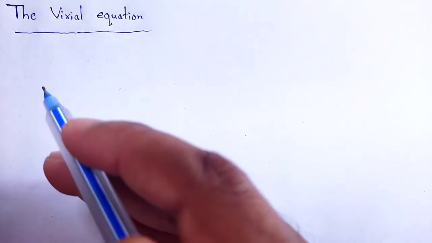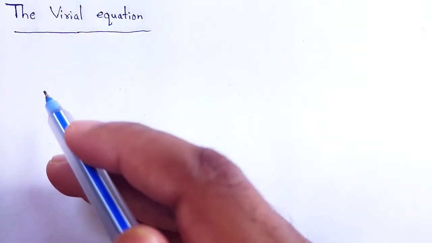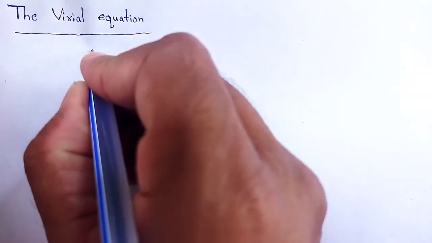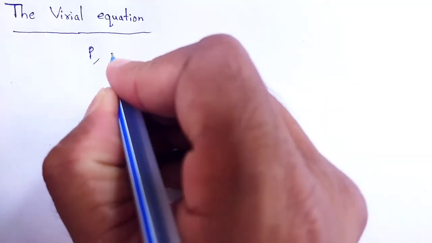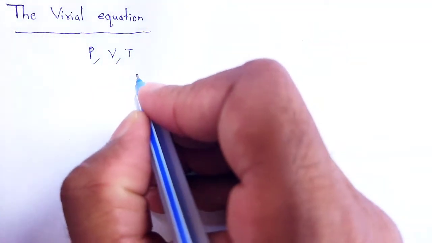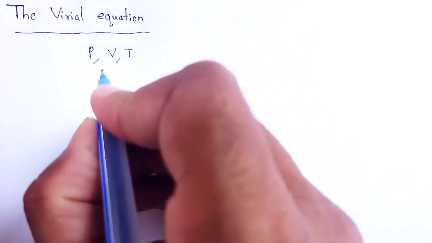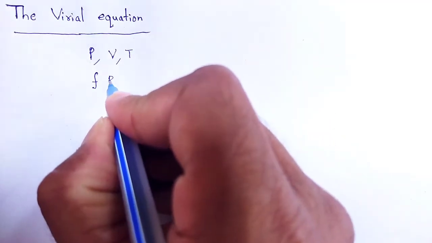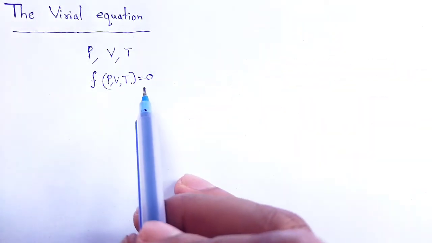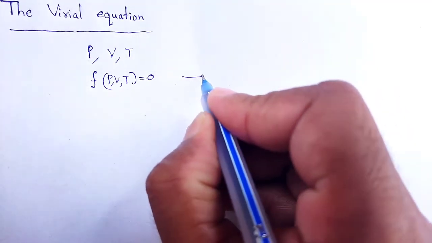In this video, we are going to discuss the Virial equation. Let's begin. If we write the equation of state of a gas, that represents the functional relationship among the properties like pressure, molar volume and temperature T, which can be expressed as the function of pressure, volume and temperature equal to 0. That represents the equation of state of a gas.